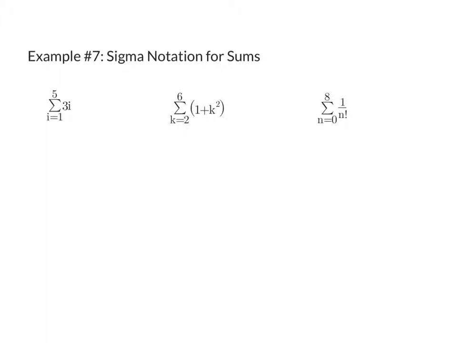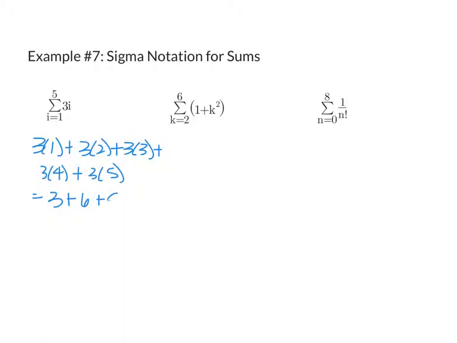Practicing with sigma notation, we have our first one: the sum from 1 to 5 of 3i. For 3i, the first one would be 3 times 1. But because it says summation, it's plus. And then 3 times 2 plus 3 times 3 plus 3 times 4, and then plus 3 times 5. 3 times 1 is 3, plus 6, plus 9, plus 12, and then plus 15. When you add them all together, you're going to get 45 as your answer.